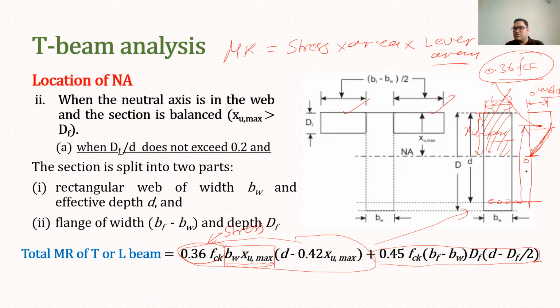Say, for example, CG is lying here, so this distance is D minus 0.42 XU max. Okay, one second. I will explain it with a separate sketch.